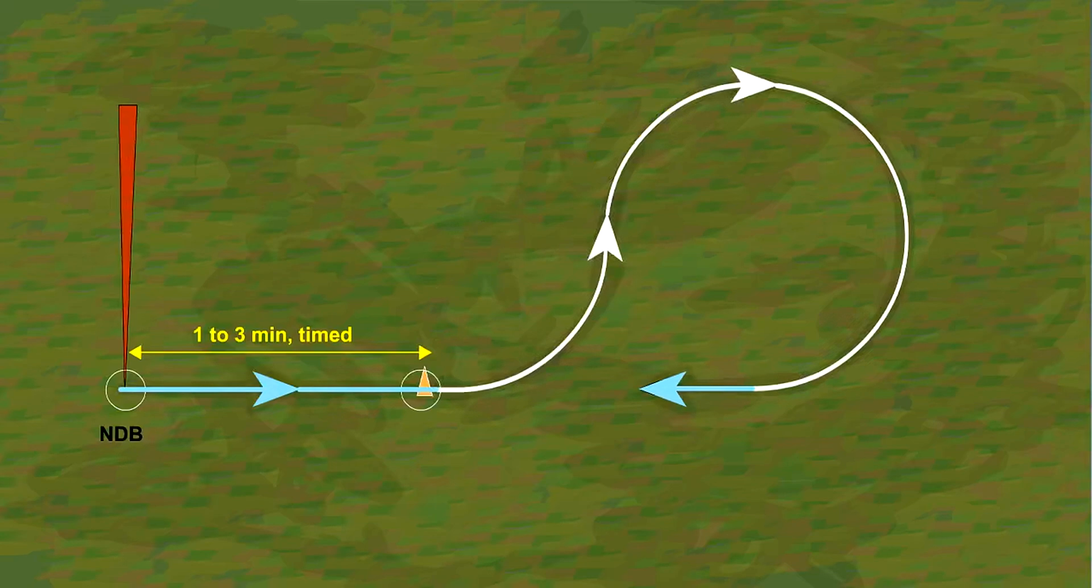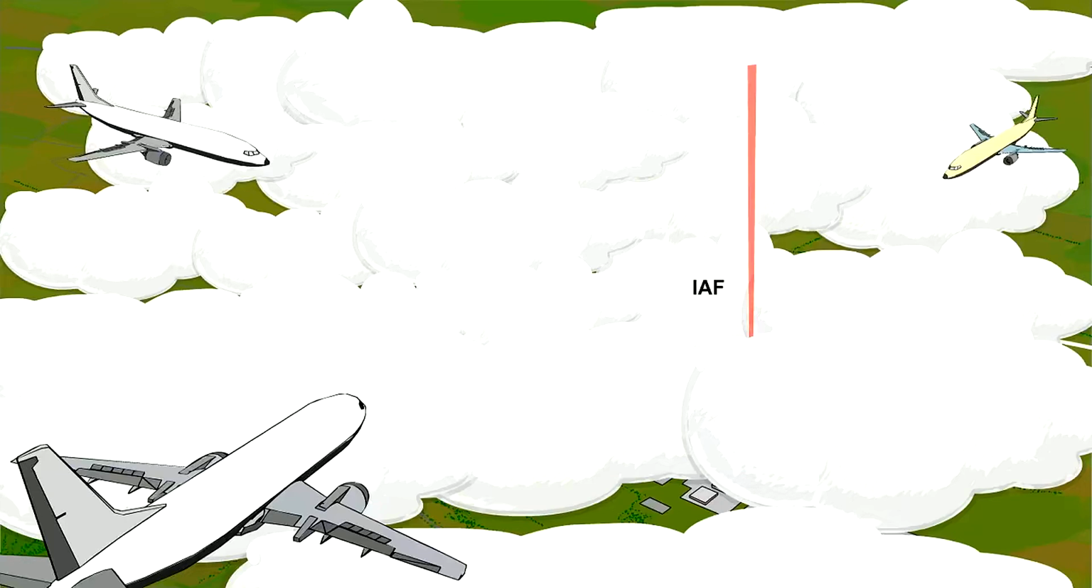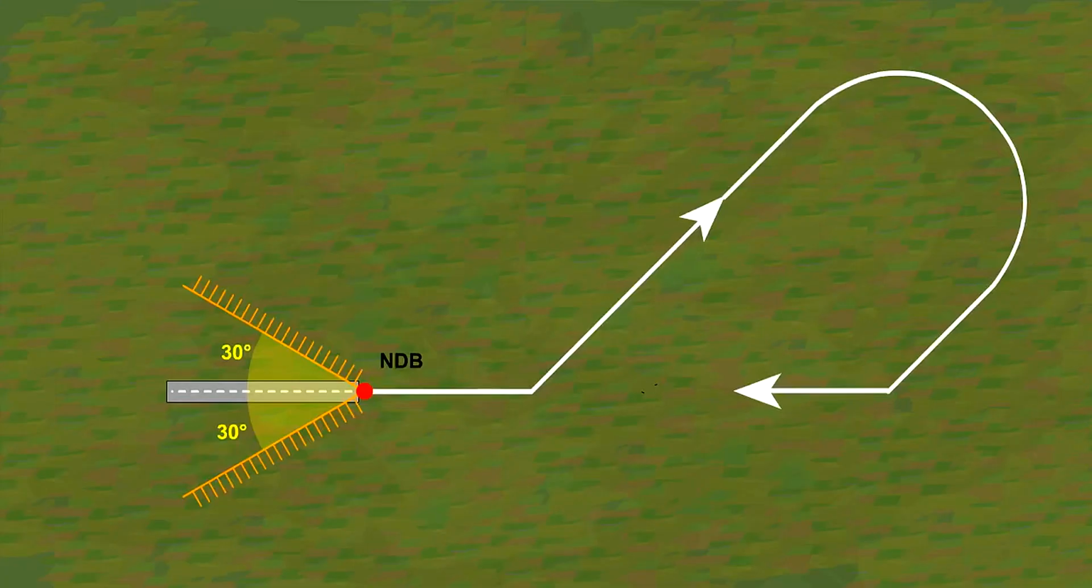The second type starts in the same way, with a time or distance outbound leg. This is followed by an 80-degree turn and then a 260-degree turn to intercept the inbound radial. In VMC, you can check visually where you are as you approach the airfield for the first time at the start of the procedure. But in IMC, the NDB enables you to find the airfield from any direction and then start the procedure turn. The procedure has to be started within 30 degrees either side of the procedure radial.